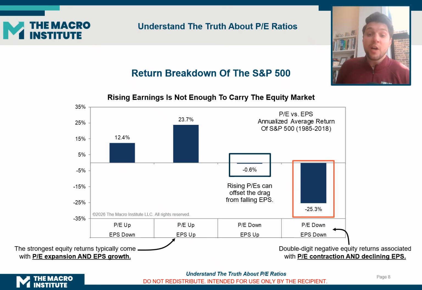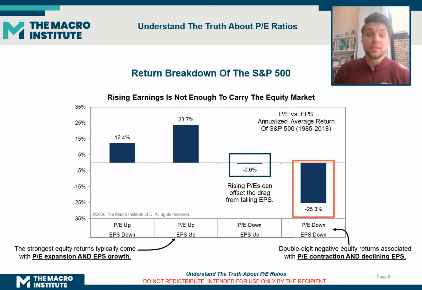We can see that even earnings, when those are up, if PE ratios are contracting, you generally see a flat to slightly negative return. And this is what we looked at from 1985 to 2018. So this is a really long period of time. And then all the way on the right here, you can see when they're both down, not super surprising, that's when you see the worst returns, when earnings are contracting or falling and PE ratios are contracting.